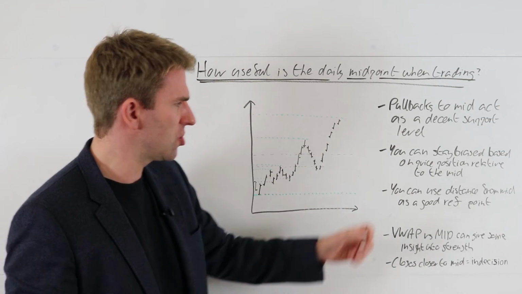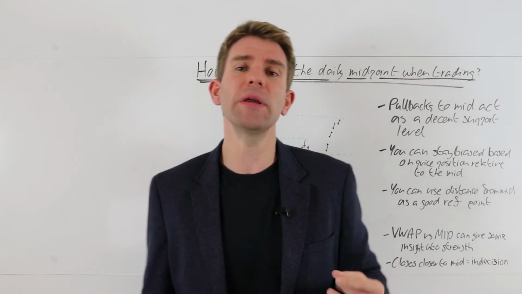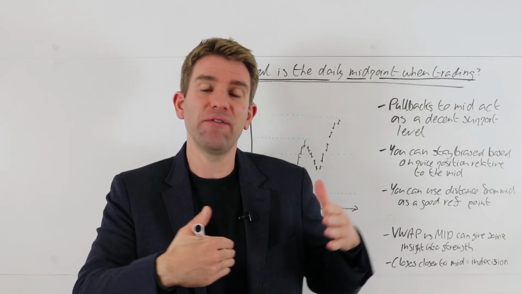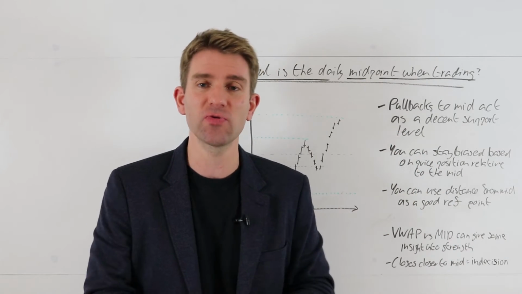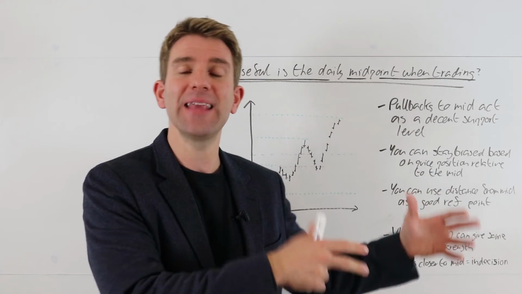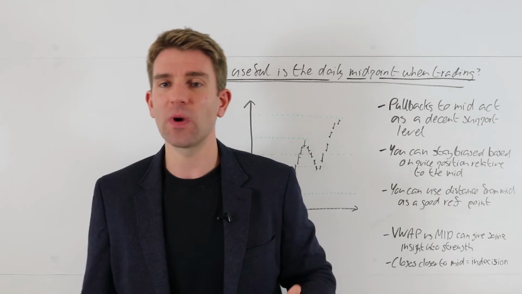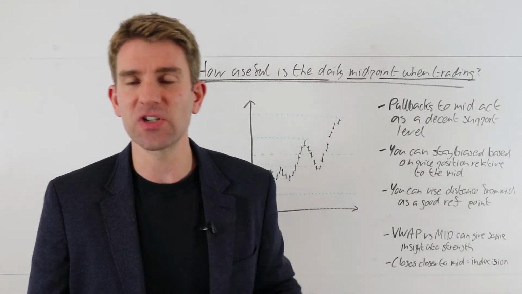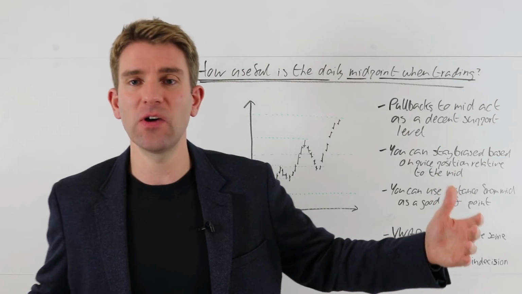Okay, now the next one, guys, is you can use the distance from mid as a good reference point. I mean by this, you can see how far we're getting away from the mid to gauge whether the day is a trend day or a rotational type day. Yes, we can eyeball that, but if we're going back to prior days and saying, okay, price never really gets more than 100 ticks away from the midpoint, 200 ticks away, 50 ticks away, whatever it is, and then all of a sudden we're stretching massively away from the midpoint.